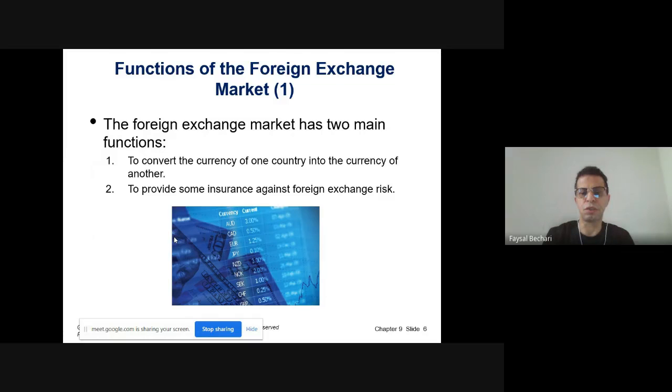Some countries, for example, peg, or stick their money to the US dollar. If the US dollar goes up, their money goes up, and if the US dollar goes down, their money goes down.